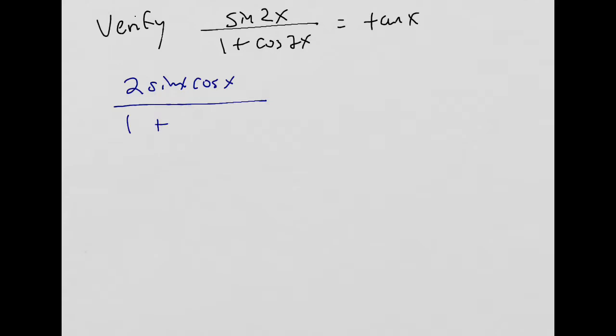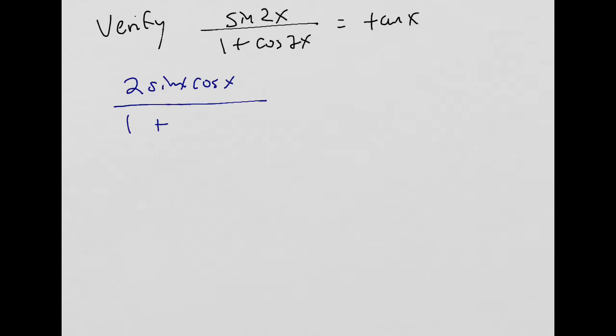But for cosine of 2x, there are actually 3 double angle formulas, so you don't want to use the wrong one and run around in circles. But look at the numerator. The numerator has a 2, a sine, and a cosine. On the other side, we want this to equal tangent of x, and we know that tangent is sine over cosine. So think about that.